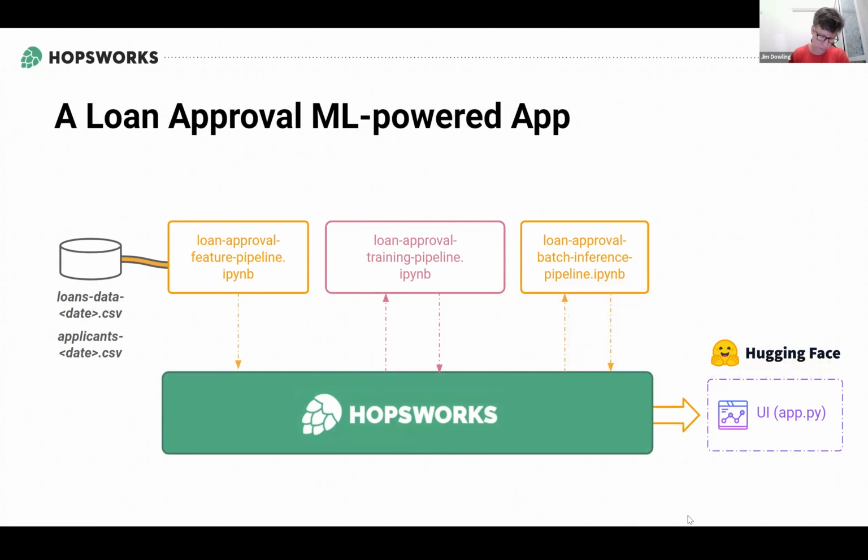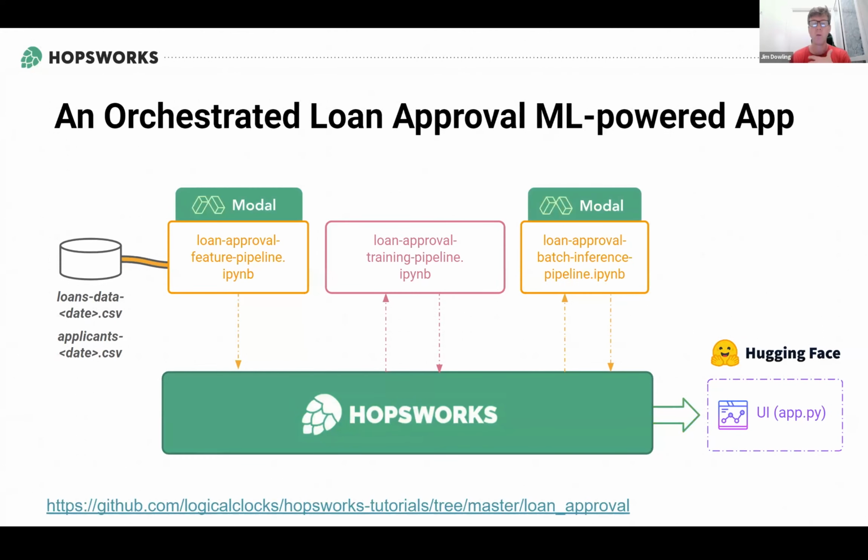Now, the 3 programs we're going to write are the loan approval feature pipeline, the training pipeline, and the batch inference pipeline, and also this app.py, the user interface. So that's the 3 programs. You can orchestrate them. We're not going to go into too much detail today about how to orchestrate them, but there is information about how to run these pipelines on a schedule with a framework like Modal. You can, of course, do it within Hopsworks itself.